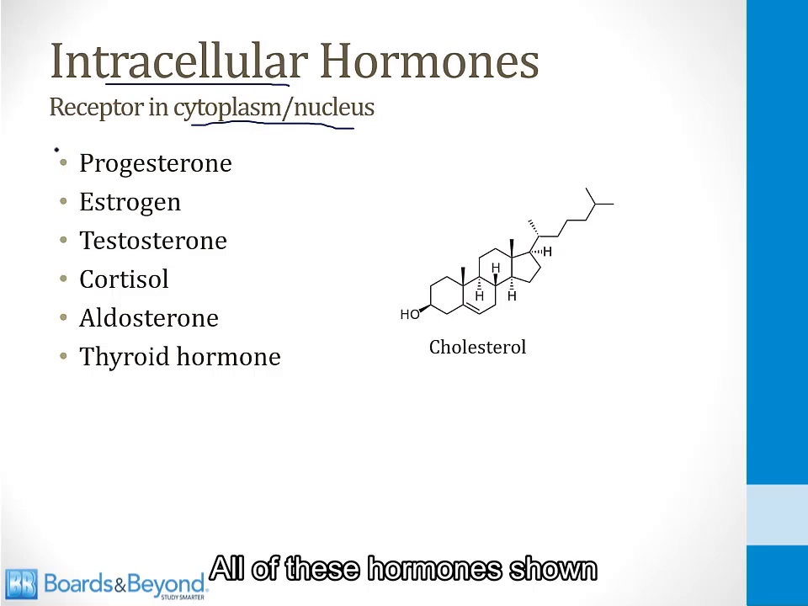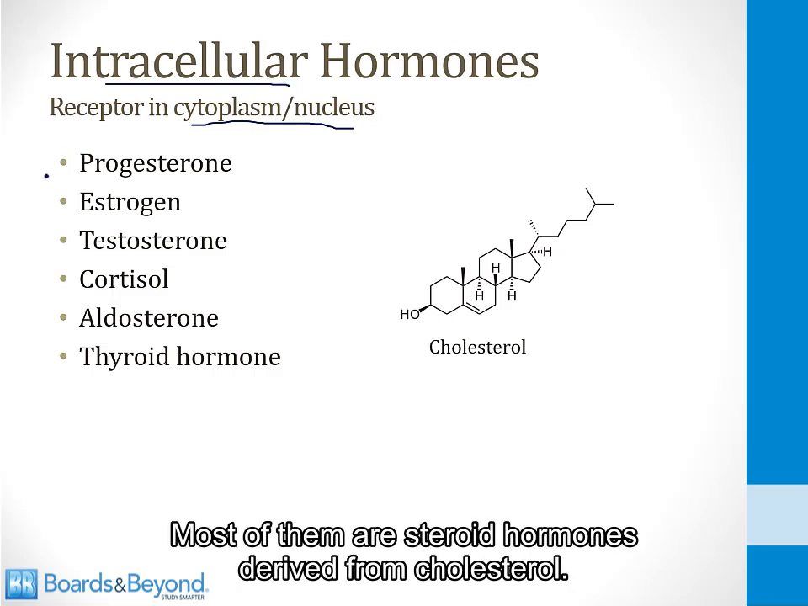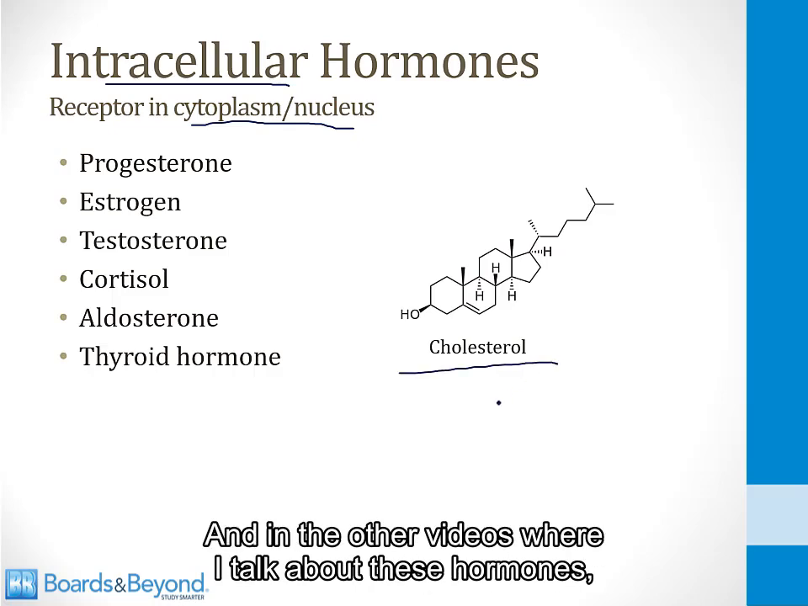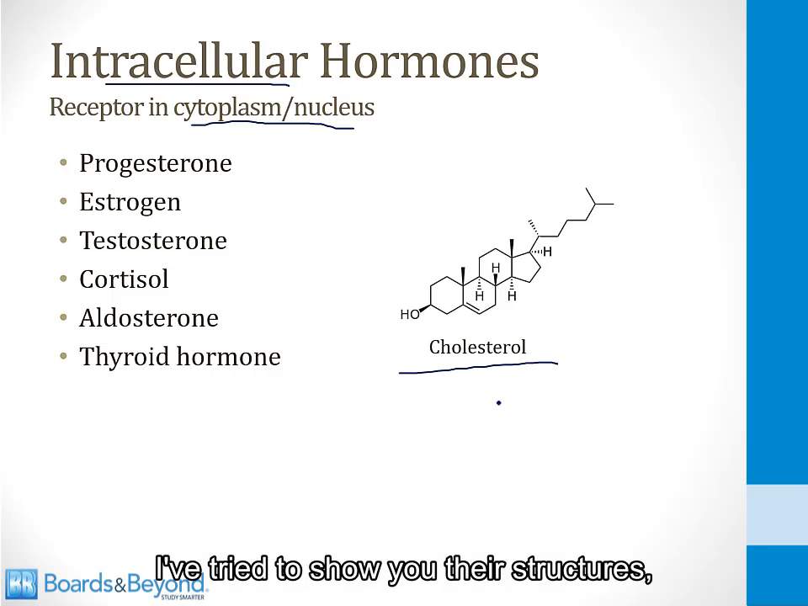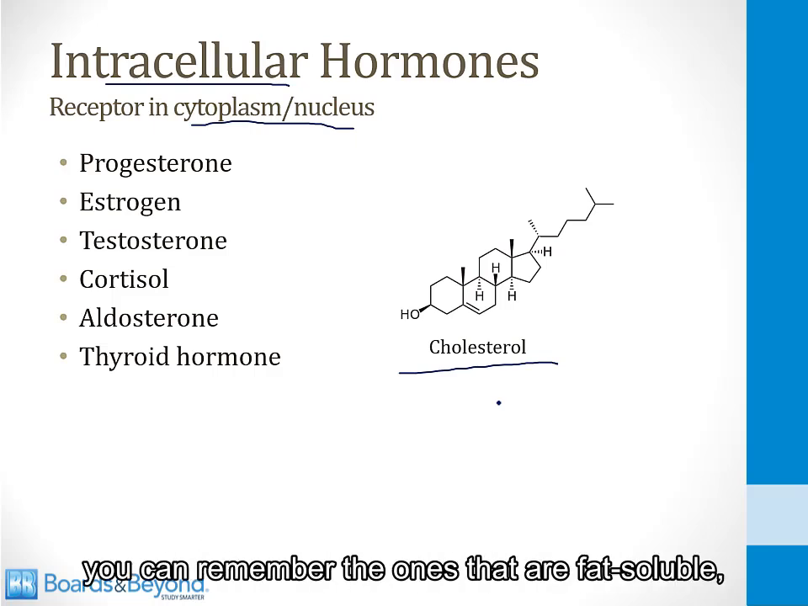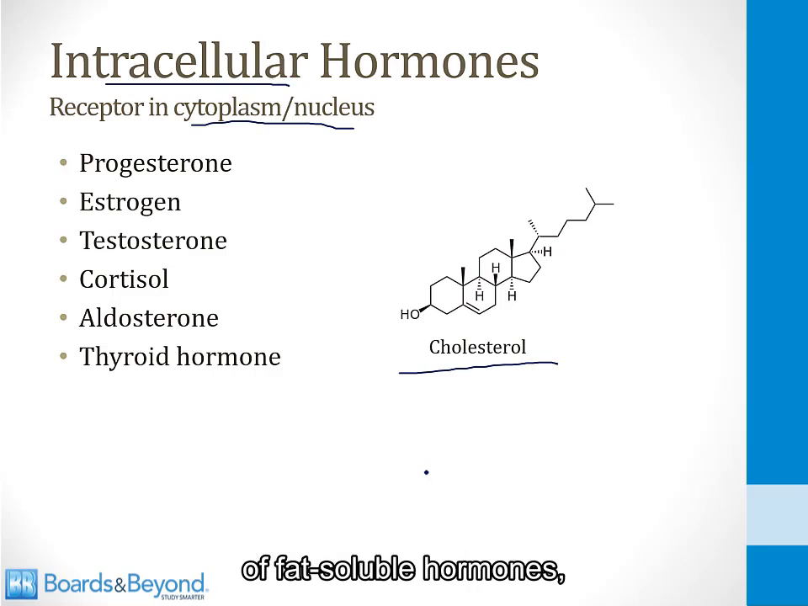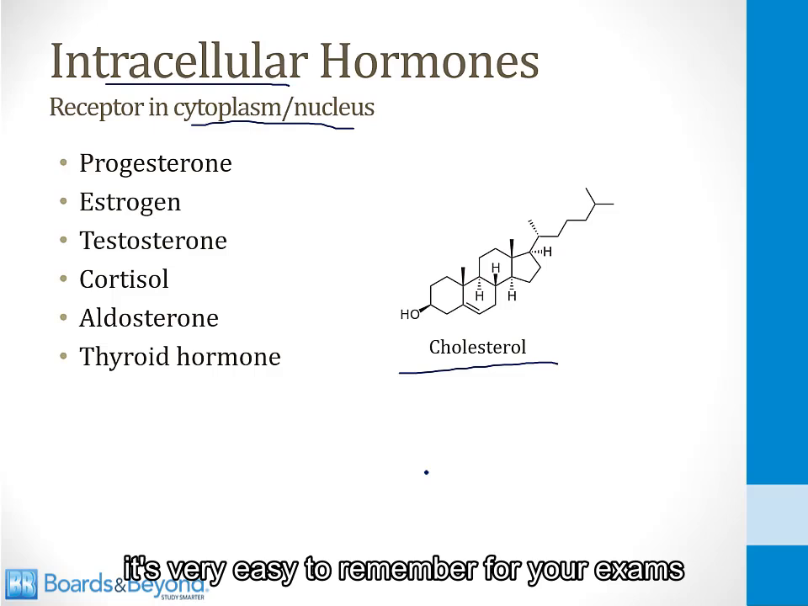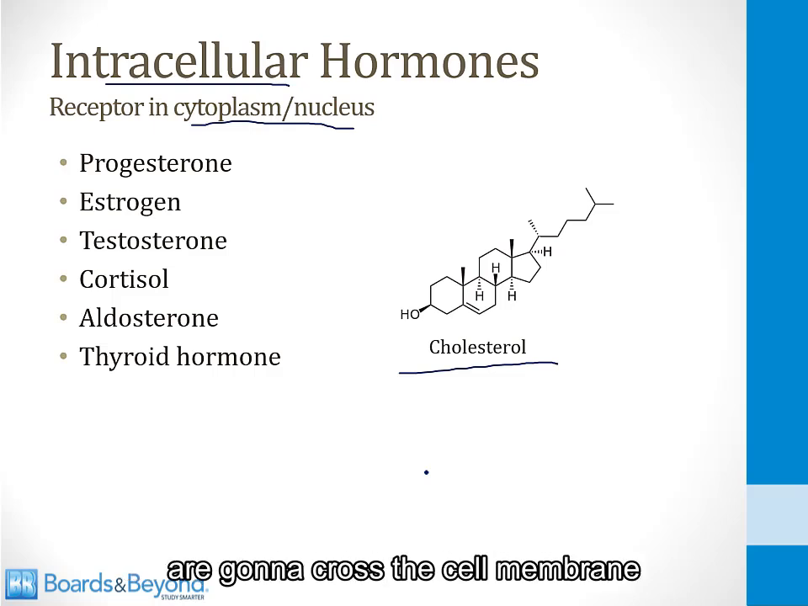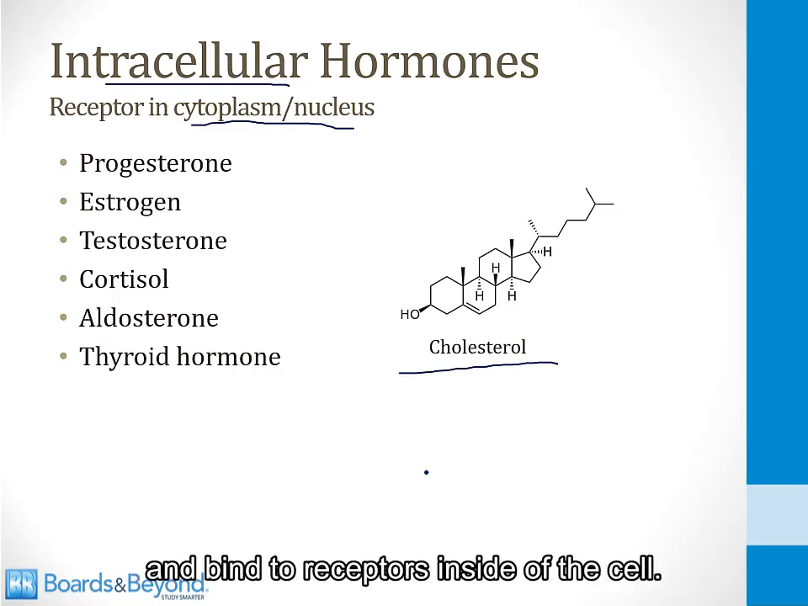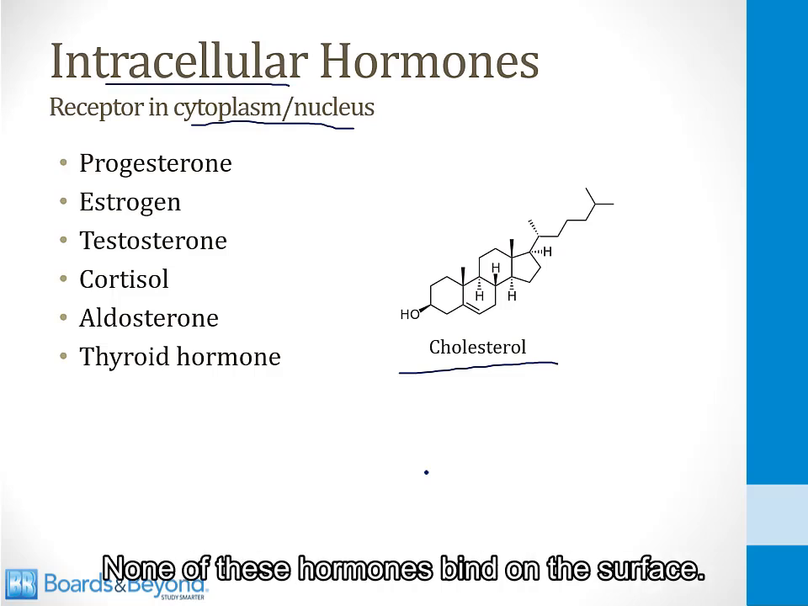All of these hormones shown on the screen here are lipid soluble. Most of them are steroid hormones derived from cholesterol. And in the other videos where I talk about these hormones, I've tried to show you their structure so you can remember the ones that are fat soluble. If you just know this short list of fat soluble hormones, it's very easy to remember for your exams that all of these hormones are going to cross the cell membrane and bind to receptors inside of the cell. None of these hormones bind on the surface.